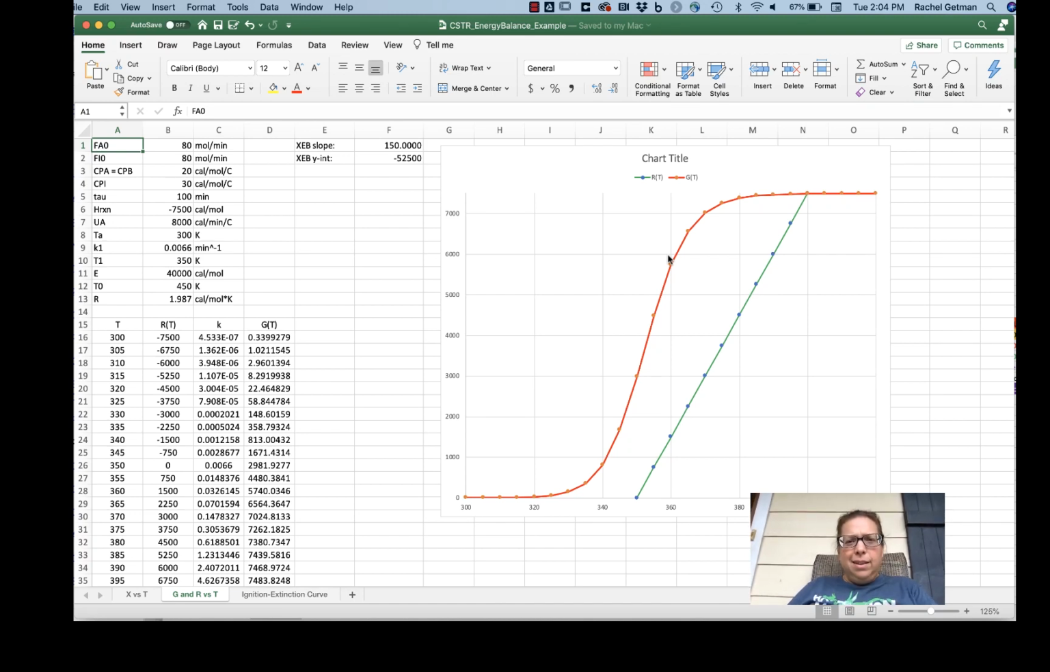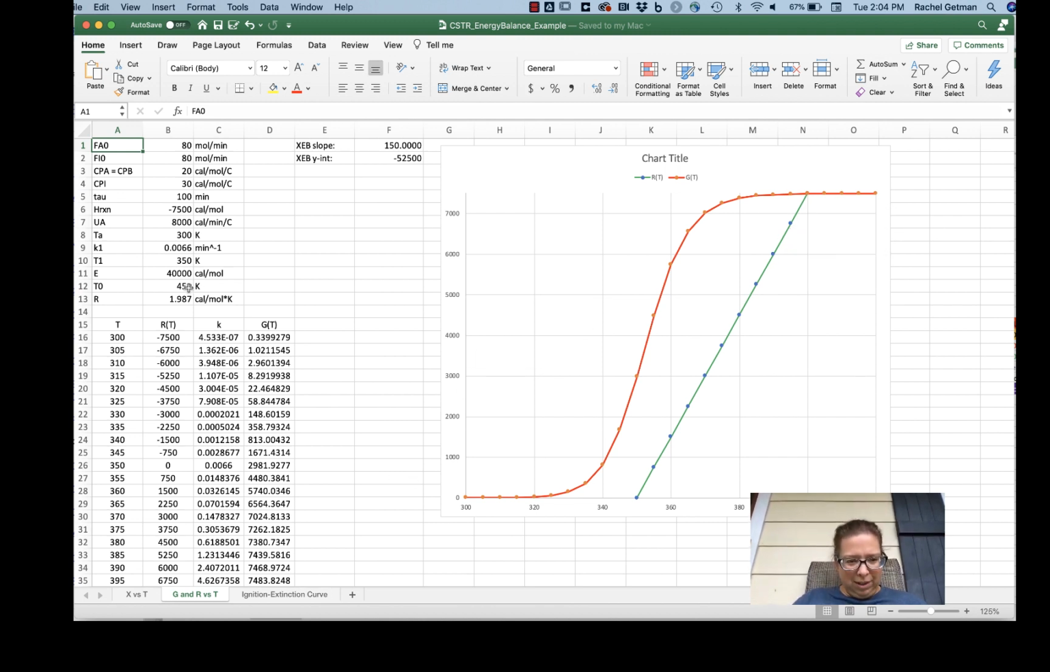All right, in this video, I'm going to show you how to make an ignition extinction curve. So basically, an ignition extinction curve is a plot used for a CSTR. It's going to tell us if we're operating at this region down here on our GFT plot. In this case, we aren't operating down there because where we're operating would be the point of intersection between our RFT plot and our GFT plot.